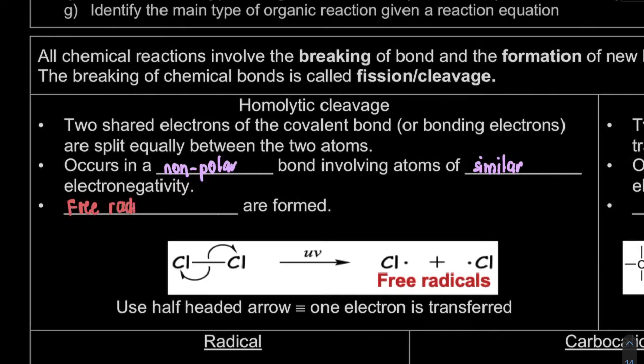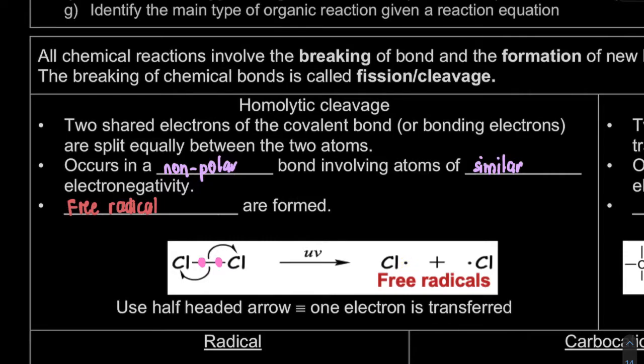So how does it work? In this case, we have chlorine, so it means we have the same atom. When we break the bond here, since it is the same atom, it has similar electronegativity. So the electrons are split equally. Remember that for one bond we have two electrons. One electron goes to this chlorine, and one electron goes to the other chlorine. For a free radical, you have to show the dot to show that the electrons are being shared.